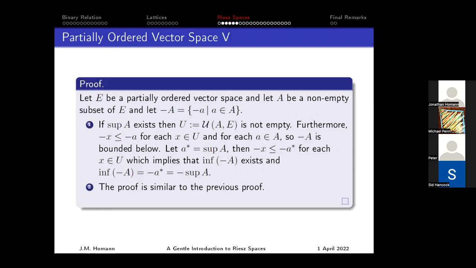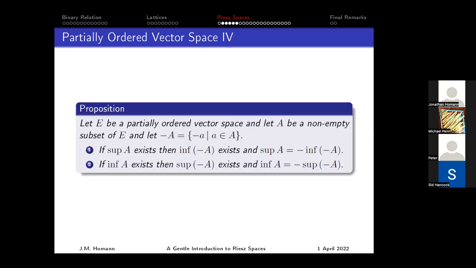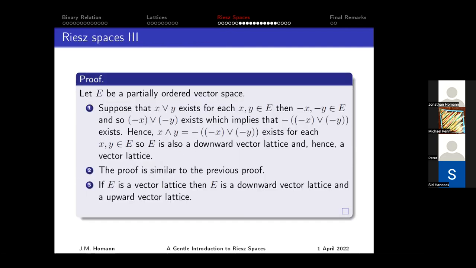And using our result that the supremum of A is equal to minus the infimum of minus A, we have that for each x and y in E, x inf y is equal to minus (minus x sup minus y), which exists. And so E is a downward lattice. And so now it's both upward and downward, which means that it is a vector lattice.